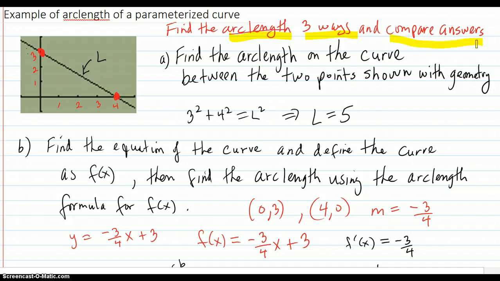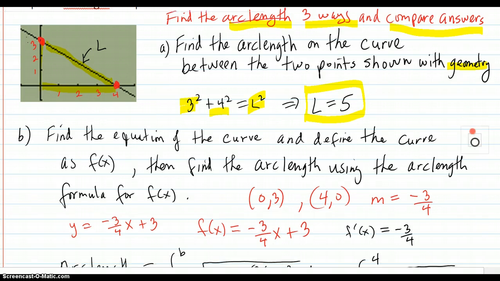Okay, the first way is to find the arc length on the curve between the 2 points shown. So that's this arc length along here. We're just using geometry. So you can see that 3 squared plus 4 squared on the triangle equals the hypotenuse squared, Pythagorean theorem. So when you solve that out, you'll get the length is 5. Now let's do it a different way.